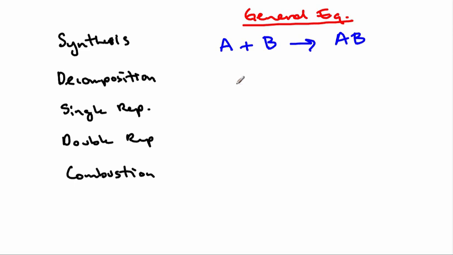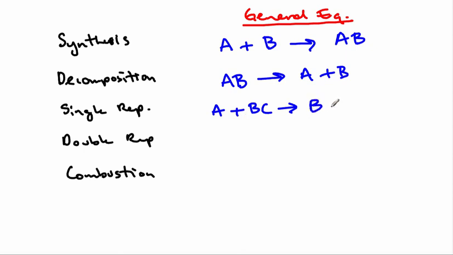For decomposition, it's the exact opposite. You're taking something that's rather complicated and breaking it down into two or more simpler things. For single replacement, it's where you have one particular element reacting with a compound, and that element kicks out the similar element. So if it's a metal, it'll kick out the other metal. If it's a nonmetal, it would kick out the other nonmetal.